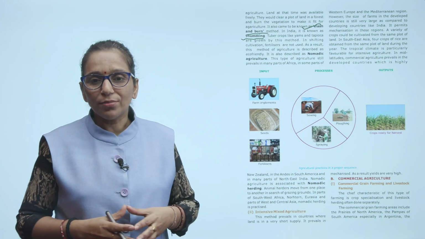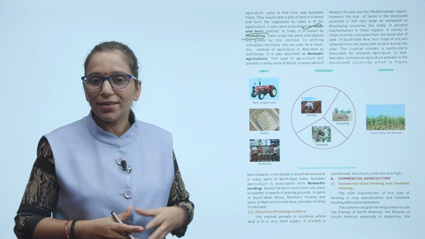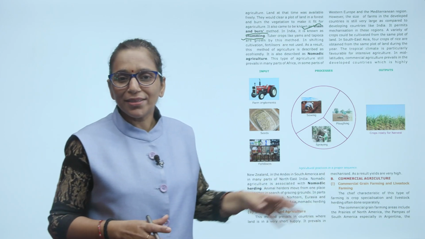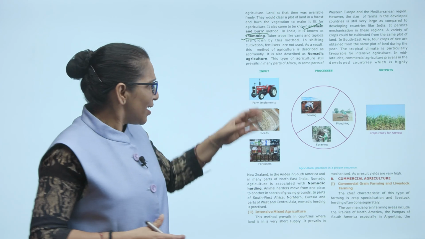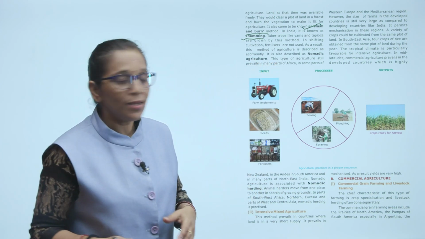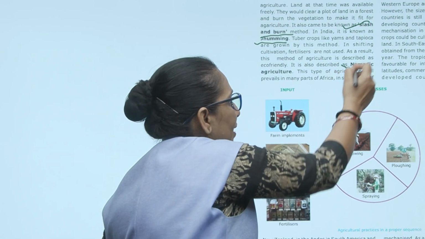Tuber crops like yams and tapioca are grown by this method. In this shifting cultivation, fertilizers are not used. As a result, this method of agriculture is described as eco-friendly, and moreover the farmers are moving from one place to another. That's why it is called nomadic agriculture.